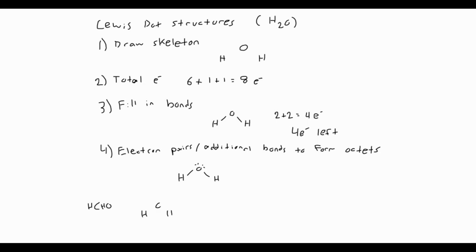So we know that each of these atoms has to be connected to the carbon somehow. There's our skeleton. Now we have 4 plus 6 plus 1 plus 1 electrons from each of the valence electrons of the atoms. And that gives us 12 electrons to work with. So we can fill in our bonds now. We know that we have to have at least a single bond between all of these. Now we have 6 electrons left. We used 2 for each of these bonds. We have 6 electrons to work with now.